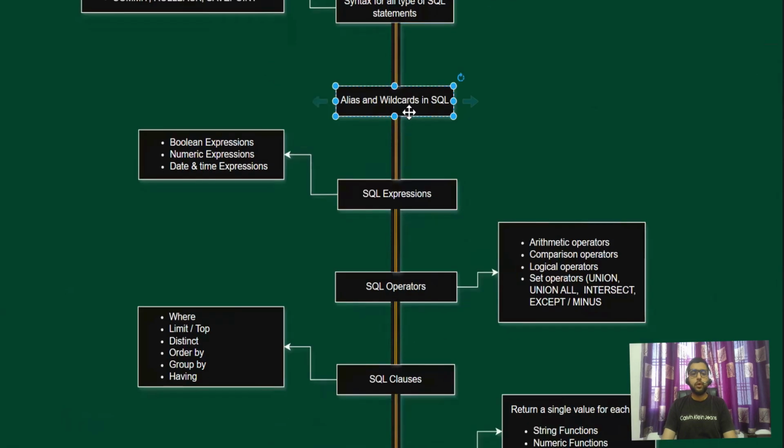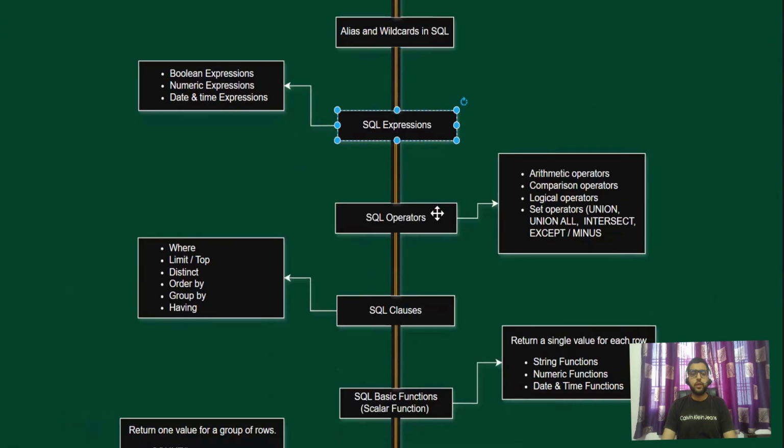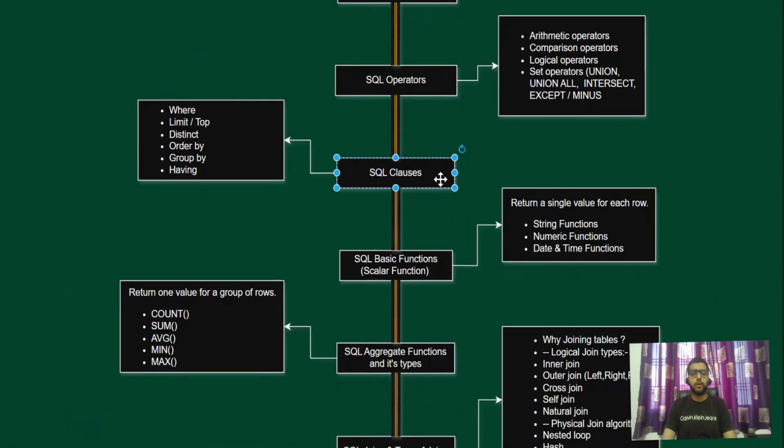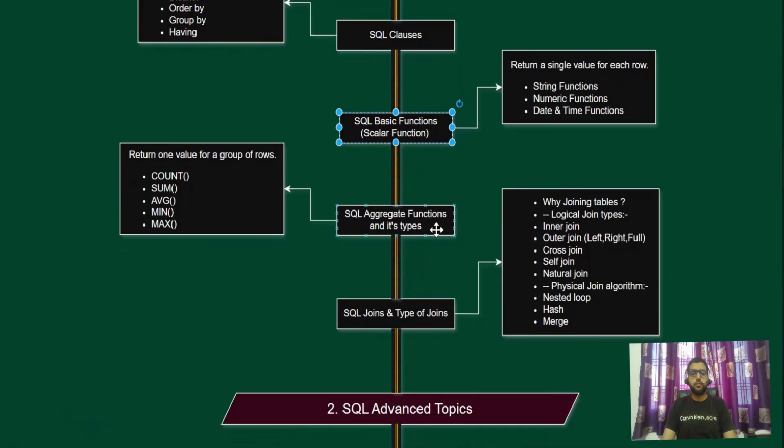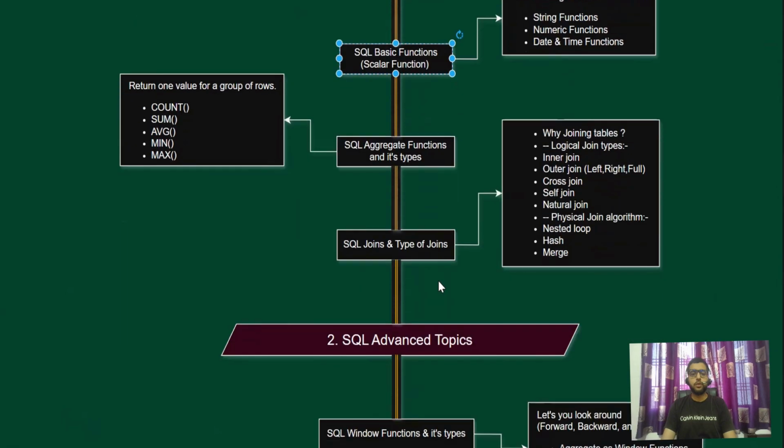Then we will talk about the SQL alias and wildcard. We will talk about the SQL expressions, SQL operators, and SQL clauses. The SQL clauses are something very important because without using these, you cannot write any SQL. We will talk about the SQL basic functions, which are of two types, scalar functions and aggregate functions. We will see each of them in detail and what is the difference between these two types of functions.